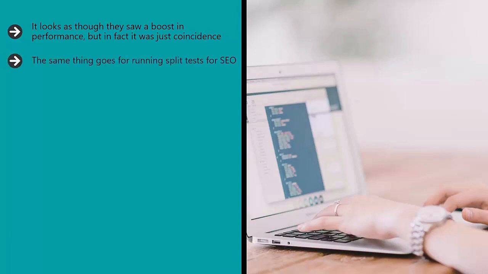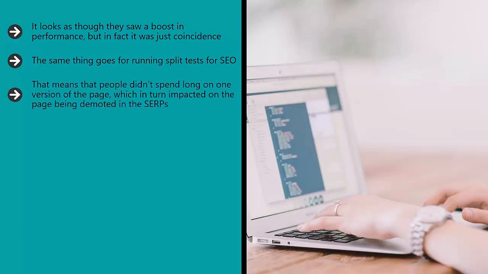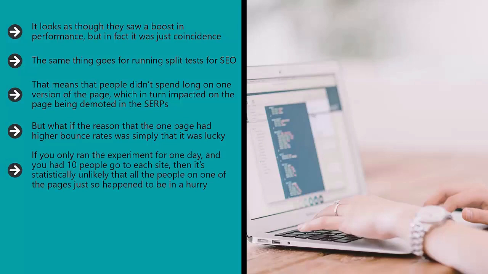The same thing goes for running split tests for SEO. If you have 2 versions of a website and one enjoys a bigger boost in SEO than the other, then this could potentially be a result of one page having lower bounce rates than the other. That means that people didn't spend long on one version of the page, which in turn impacted on the page being demoted in the SERPs. But what if the reason that the one page had higher bounce rates was simply that it was lucky? That the people who went there happened to be in less of a hurry. If you only ran the experiment for one day and you had 10 people go to each site, then it's statistically unlikely that all the people on one of the pages just so happened to be in a hurry, but it's not impossible. And this is where the idea of statistical significance comes in.